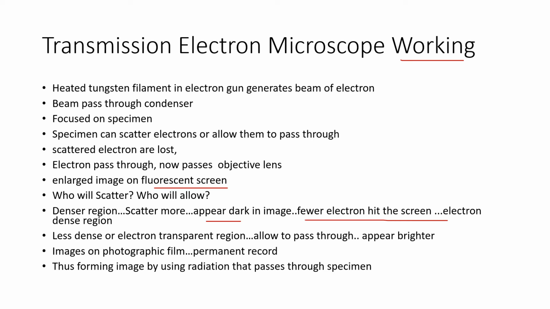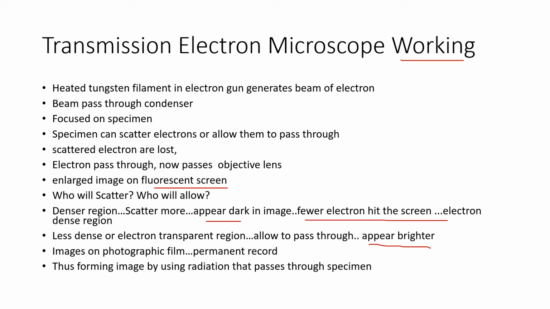And those less dense, or we can say electron transparent regions, will allow the electrons to pass through them, and so they will appear brighter because those electrons that are passing through the electron transparent region are received by the objective lenses. Finally, images are produced on the fluorescent screen and are seen.